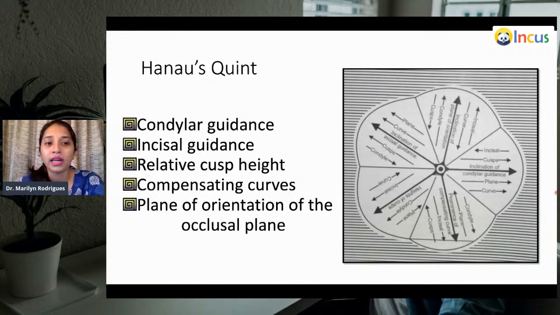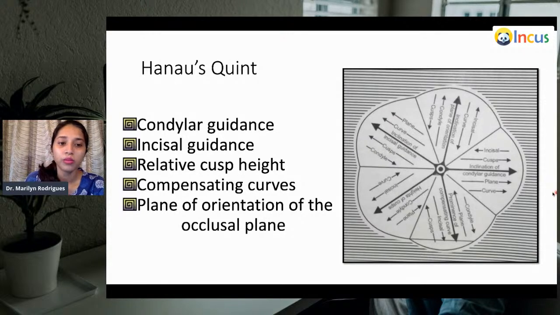Now coming to the Hanau quint. Rudolf H. Hanau was an engineer. He gave 9 points which would help in balanced occlusion, or which are to be considered to provide bilateral balanced occlusion for our complete dentures, but then they condensed it into 5 main points that is called the Hanau quint.